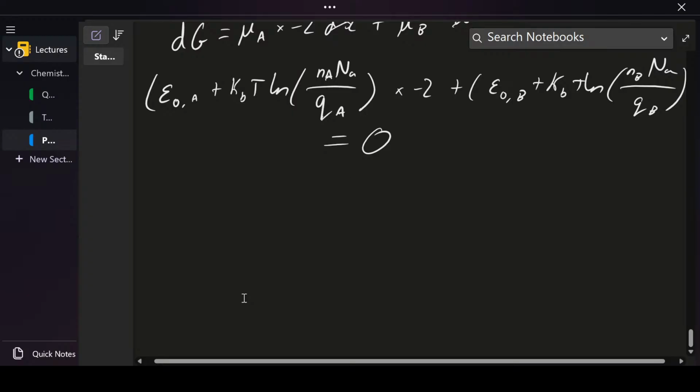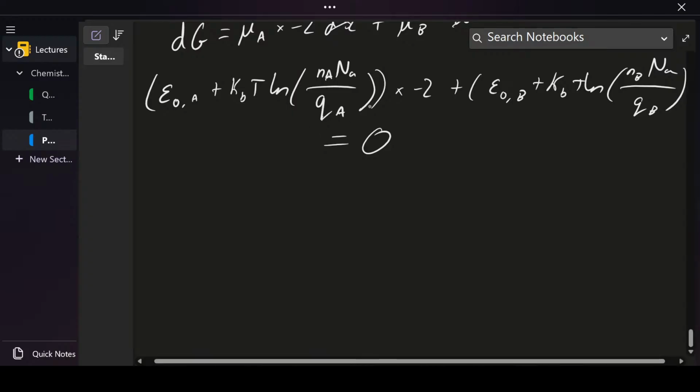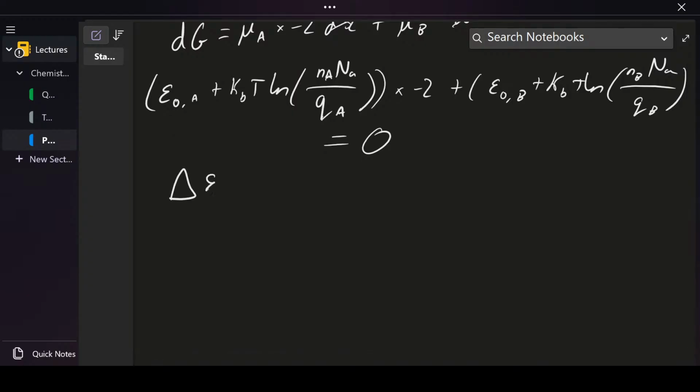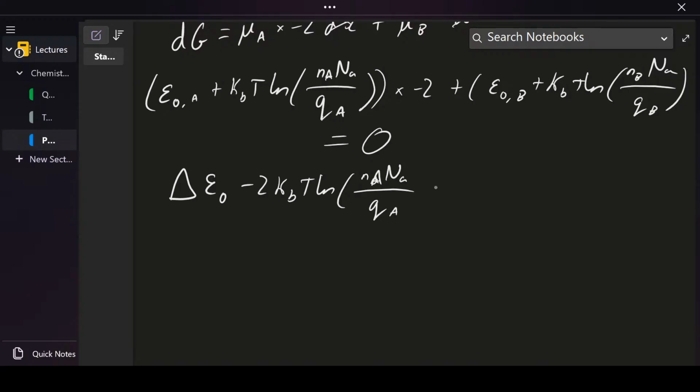And so I'm going to get two different types of terms here. I'm going to get my epsilon terms and then these ln and over q terms. I'm going to combine the epsilon terms into some overall change in ground state energy for my reaction, delta epsilon naught. And then for these terms, I end up getting -2 kBT ln nA NA over qA plus kBT ln nB NA over qB.